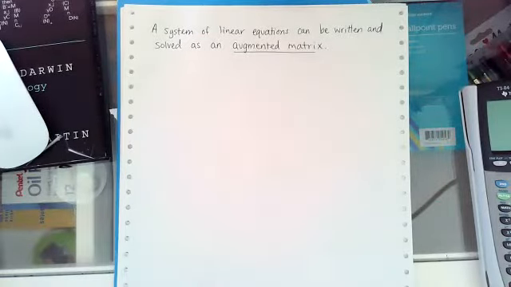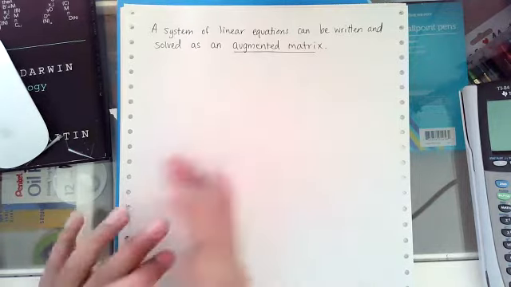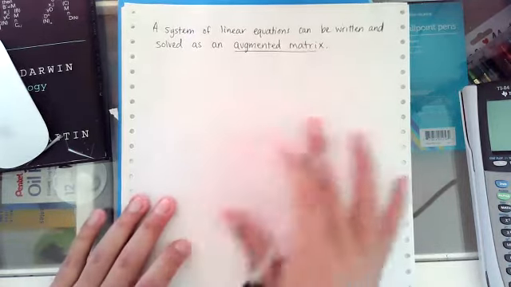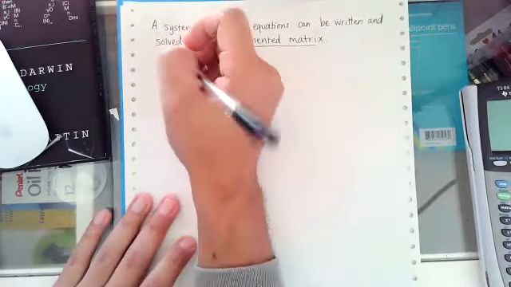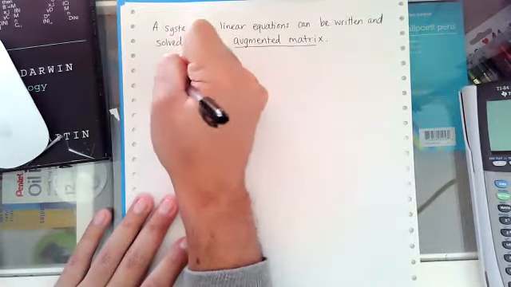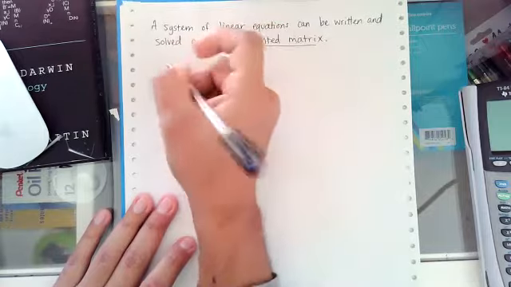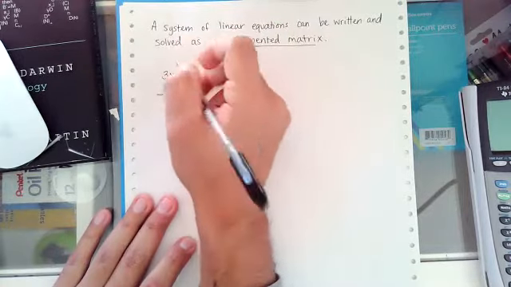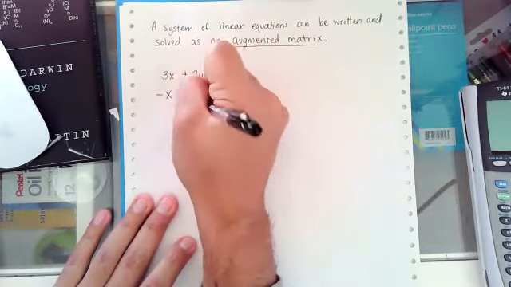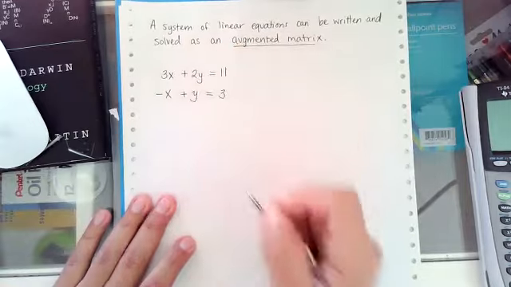Okay, so oftentimes you'll just hear me refer to these things as matrices or a matrix. I won't say augmented matrix. The only thing that makes it an augmented matrix is that, well, you'll see here in a second. Let's write down this equation. 3x plus 2y equals 11, and negative x plus y equals 3.